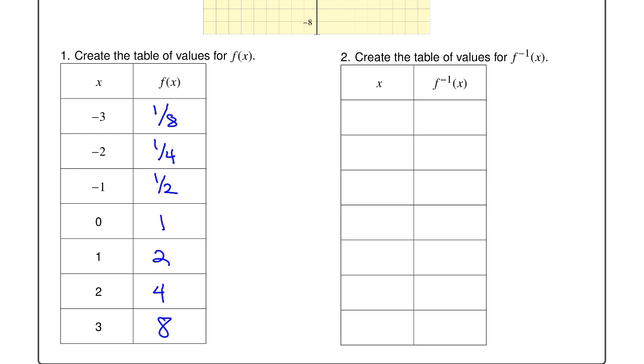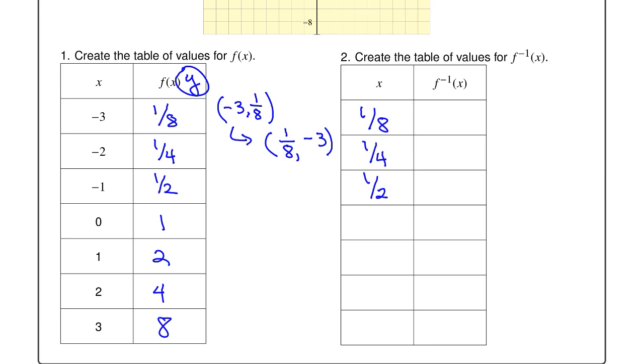Well, we learned earlier in this chapter that in order to create the inverse function, all you do is switch the x, y coordinates of a point on the original function. So let me write this out explicitly for this first one, and then we'll see the pattern here. If we know that (-3, 1/8) is on f, then the point that is on the inverse function is (1/8, -3). So all of these y values that are in this first column here go in the x's for the inverse. And all of the x's then become the new y values in the inverse function.